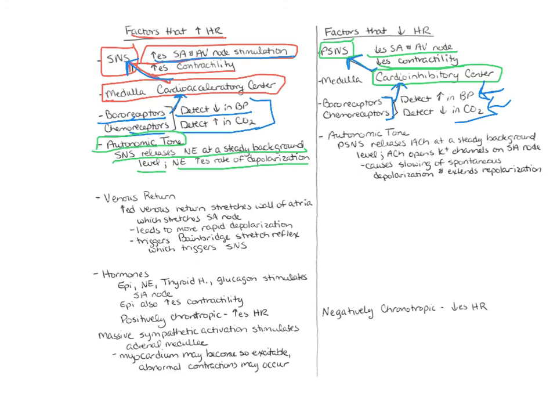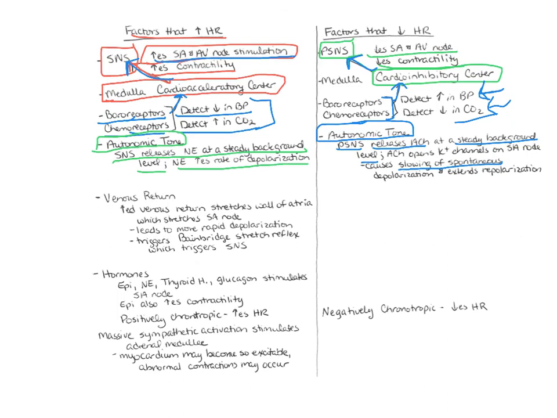All right, so there's also an autonomic tone with the parasympathetic nervous system. The parasympathetic nervous system is releasing acetylcholine at a steady background level, and it causes a slowing of the spontaneous depolarization. Acetylcholine is going to open the potassium channels on the SA node, so potassium is leaving. It's going to slow down that spontaneous depolarization, and it's going to be harder to get to threshold.